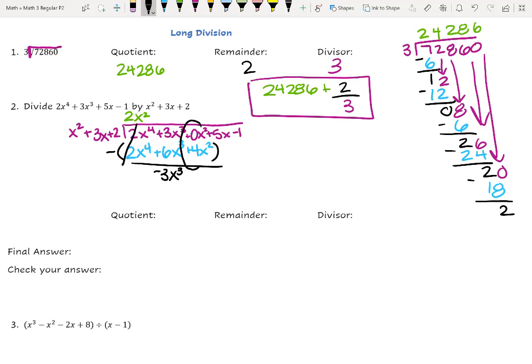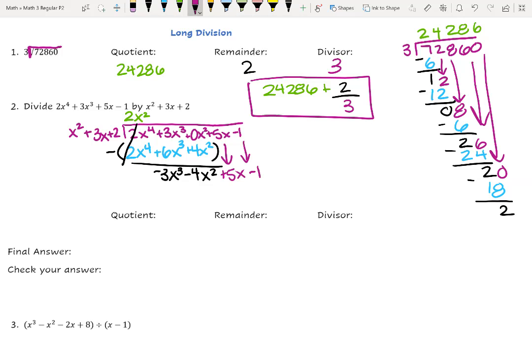And then again, don't forget you're subtracting. I'm doing 0 minus 4, not 0 plus 4. So keep in mind of this subtraction here. So 0 minus 4 gives me a negative 4. So negative 4x squared. And then I will bring down what's left, the 5x. Put this in purple here. Bring down my positive 5x and my negative 1.